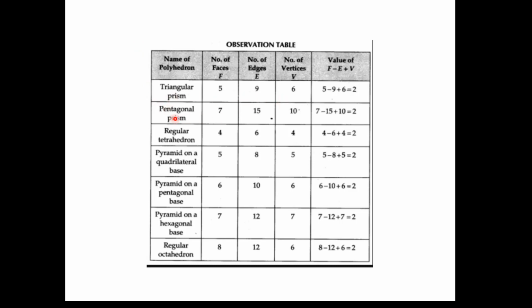Triangular prism, pentagonal prism, regular tetrahedron, pyramid on a quadrilateral base, pyramid on a pentagonal base, pyramid on a hexagonal base, regular octahedron. Look at this, the numbers of faces, edges and vertices are all given, along with their relation. All of these satisfy Euler's formula. These are the important points from this chapter, visualizing solid shapes.